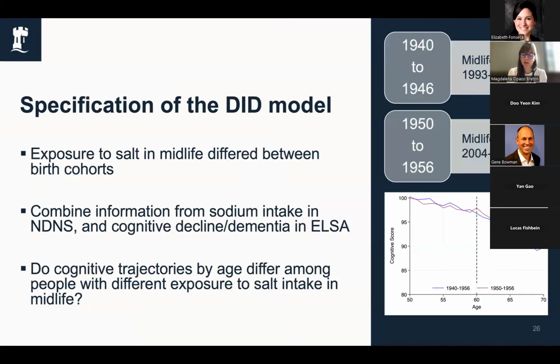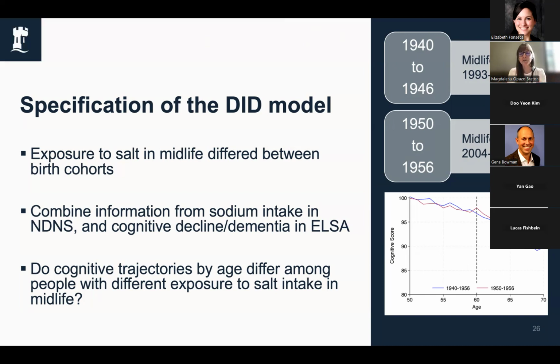Thinking that there's birth cohorts who were exposed to higher levels of salt intake during their midlife, and birth cohorts who were exposed to lower levels of salt intake during midlife. And I will compare these two, combining information of salt intake by birth cohort from the National Diet and Nutrition Survey and the English Longitudinal Study of Ageing to have cognitive decline. In the end, the question I want to answer with this study is, do cognitive trajectories by age differ among people with different exposure to salt intake in midlife? So I've showed you now the 4 projects I will be developing in the next 4 years.